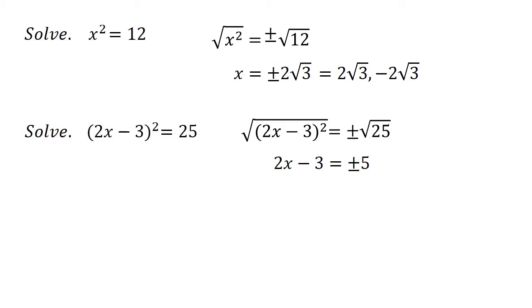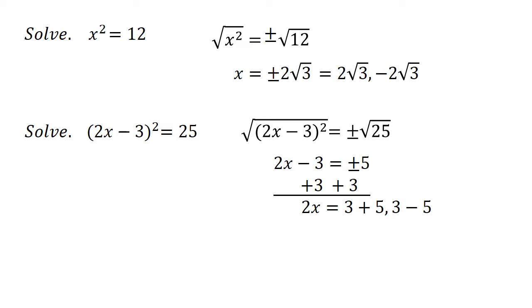And now I'm going to solve this for x. So I'm going to add 3 to both sides. Now that doesn't give me plus or minus 8. That is 3 adding to 5 and 3 subtracting 5. So this is how I would normally write it. But if it helps you understand, you can write that in two separate statements. So 3 plus 5, 3 minus 5.